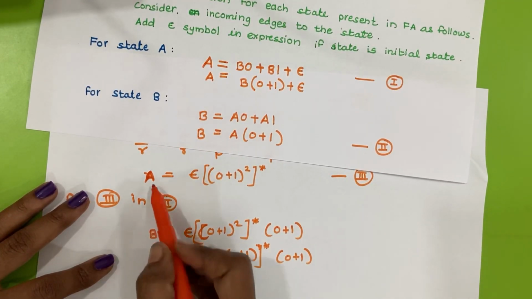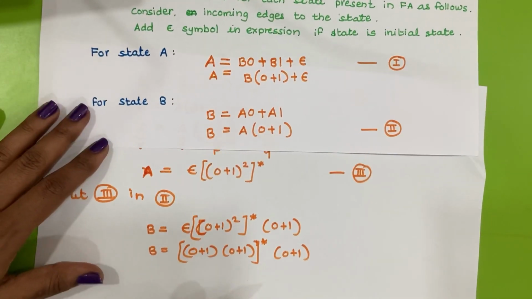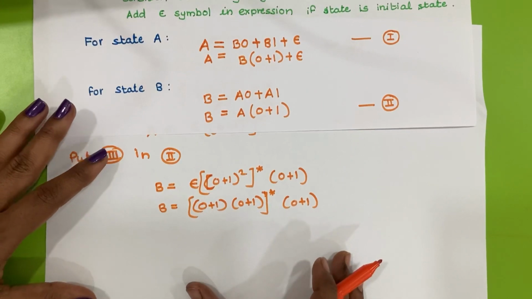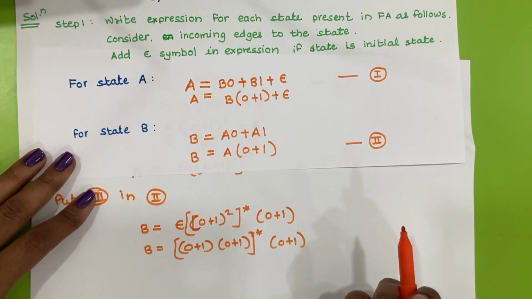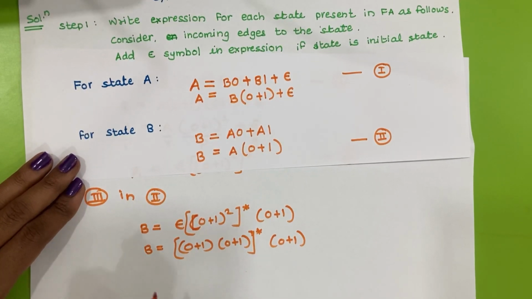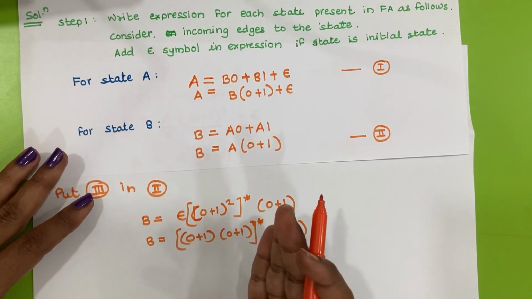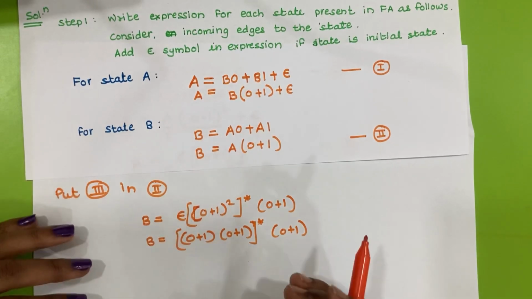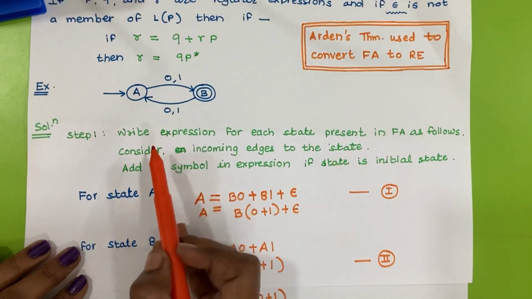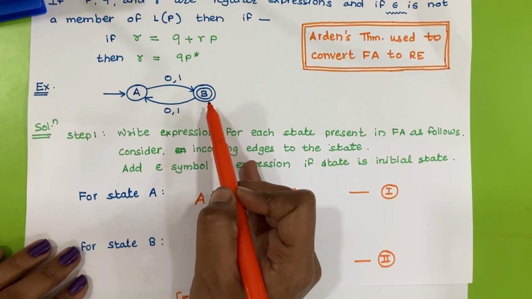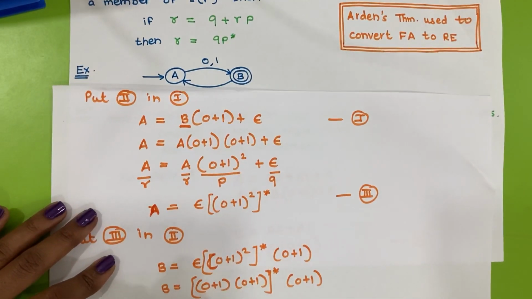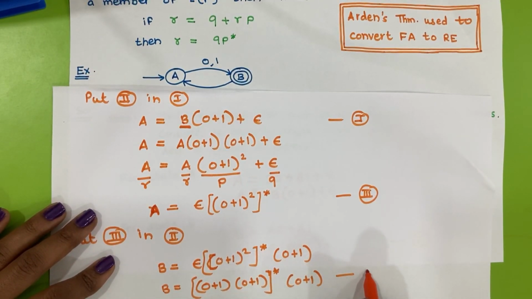Now we have got two expressions, one for state A and one for state B. So what will be the final regular expression? The expression of the final state will be considered as the final regular expression for the given finite automata. Here in the diagram we have B as a final state, so the expression of B will be considered as the final regular expression.